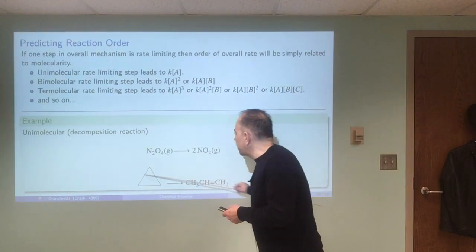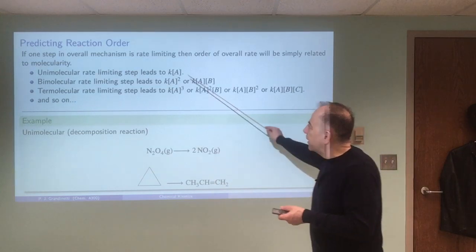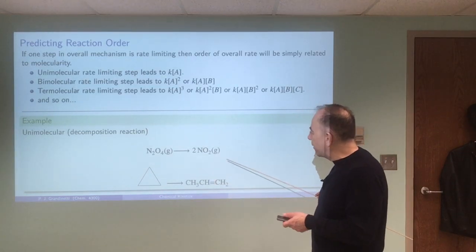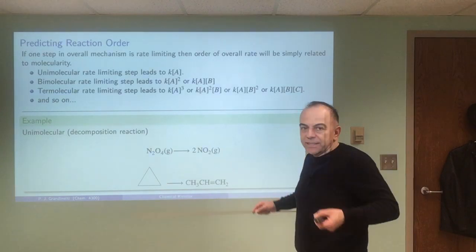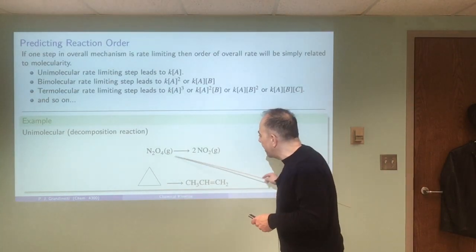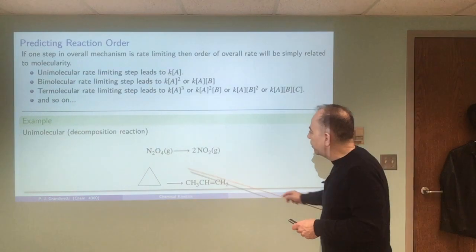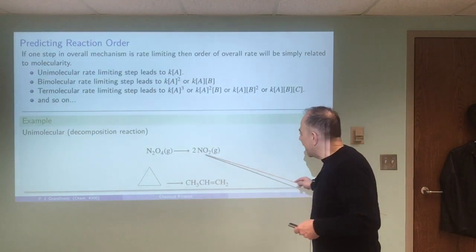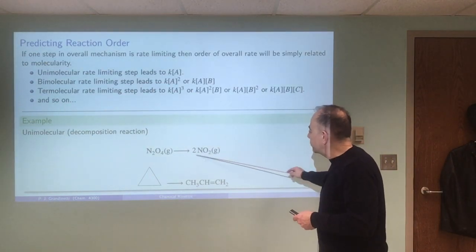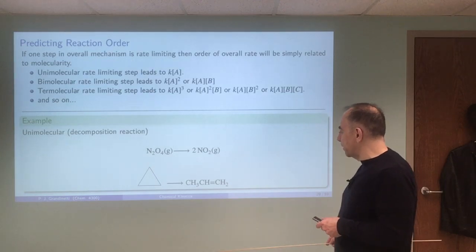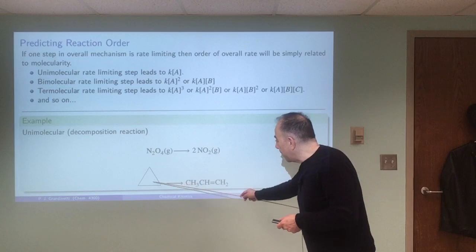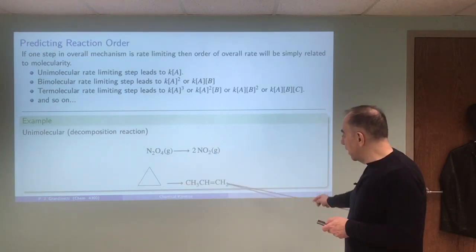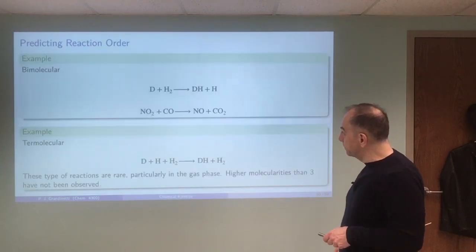So let's take a look at some examples of some of these elementary steps. So if you can see for a unimolecular reaction, that's going to be some kind of decomposition reaction. So imagine this sort of unstable molecule N2O4 will react and decompose into 2 NO2 molecules, or this highly strained ring will decompose and turn into this chain molecule here.